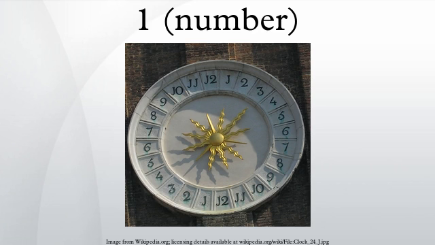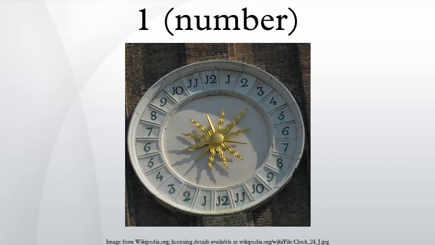1 is a number, a numeral, and the name of the glyph representing that number. It represents a single entity, the unit of counting or measurement. For example, a line segment of unit length is a line segment of length 1. As a number, 1, sometimes referred to as unity, is the integer before 2 and after 0.